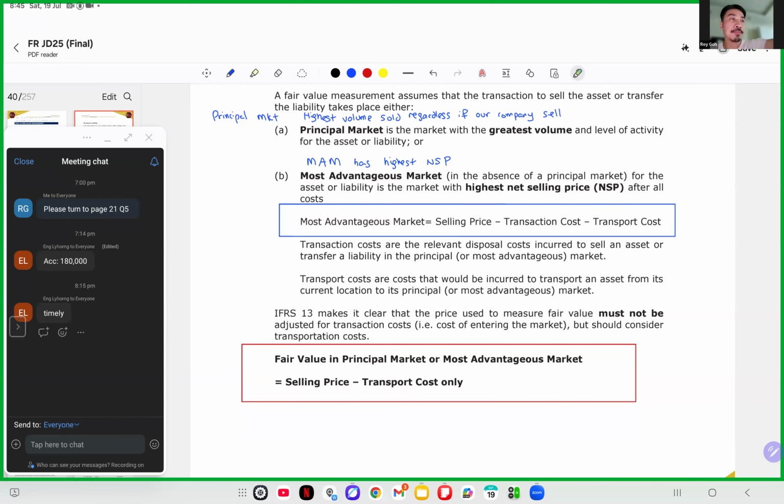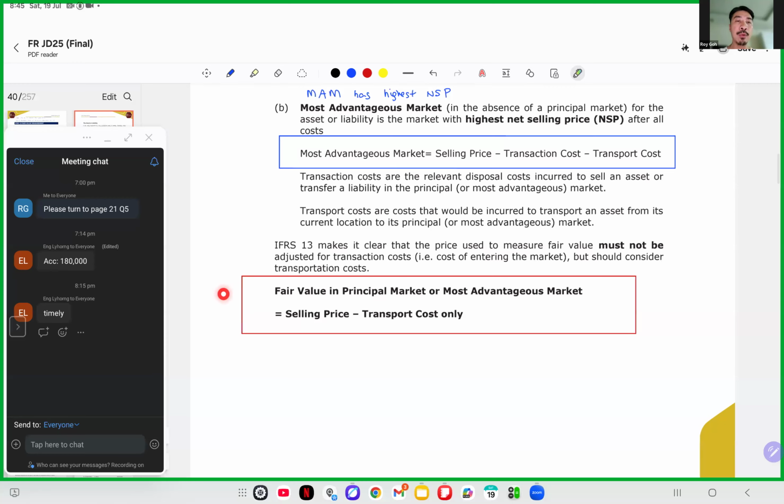So in the end, you have 2 different formulas. The blue color formula is only to find which market is the most advantageous market. This is not the formula to find fair value. The fair value of both the principal market, which is where everybody sells, and the most advantageous market is to take the selling price minus the transport cost only. So it's 2 very different things. So what do you do now?